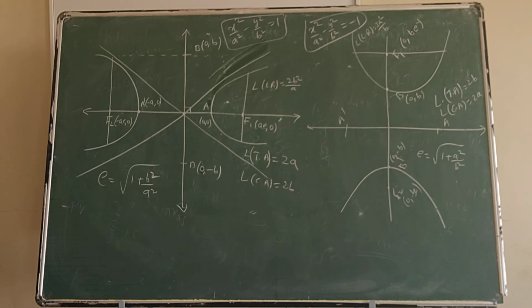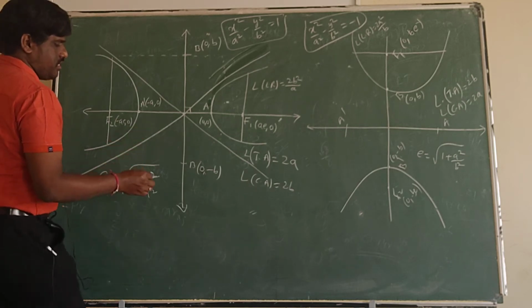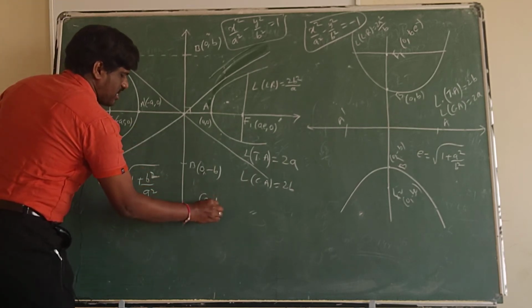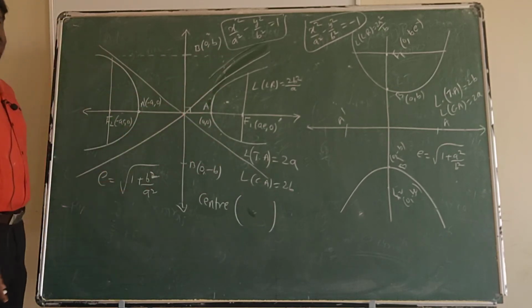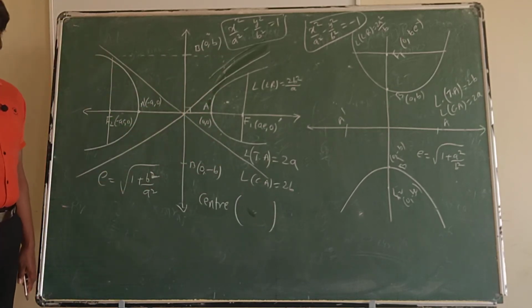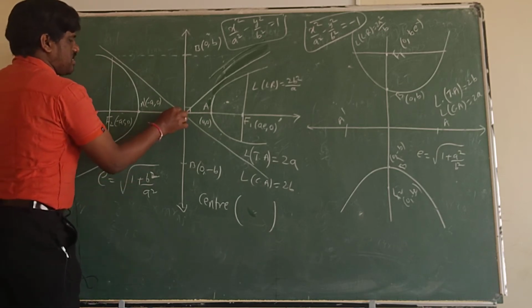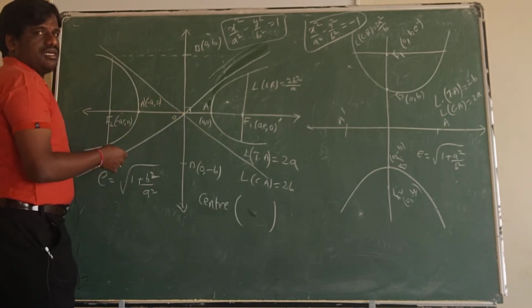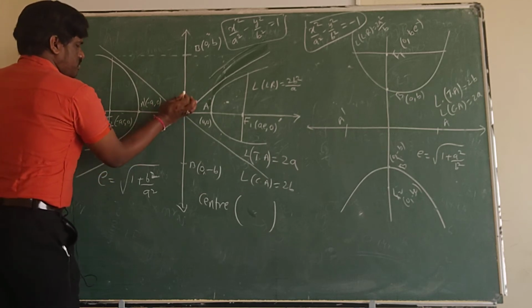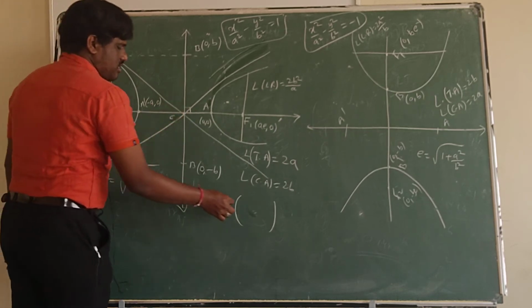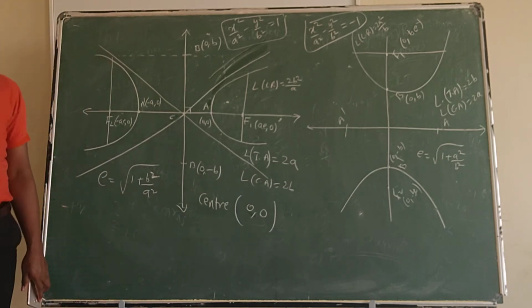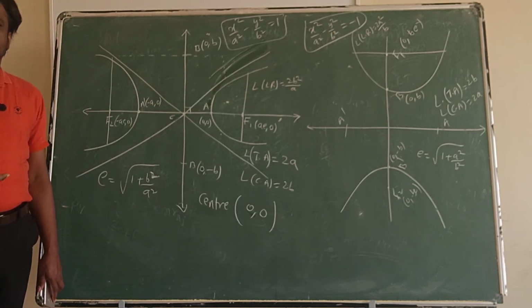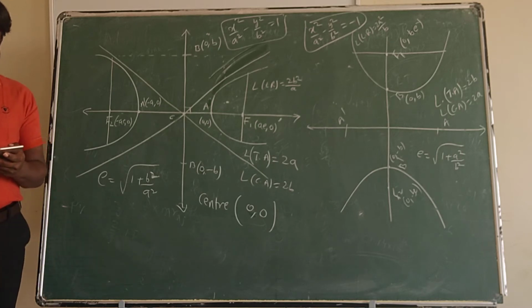Okay, now what is the center here? Can you tell me, anybody? What is the center of this hyperbola? Come on, tell me. It is (0, 0), right? This is the only center. We can say that the center is (0, 0). You have learned this in ellipse also. What are you people doing, I don't understand.